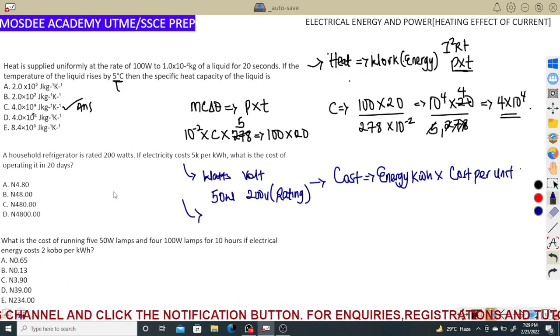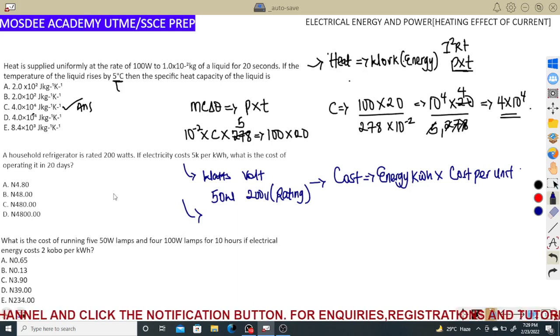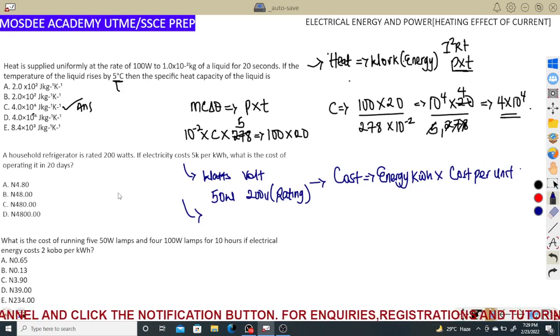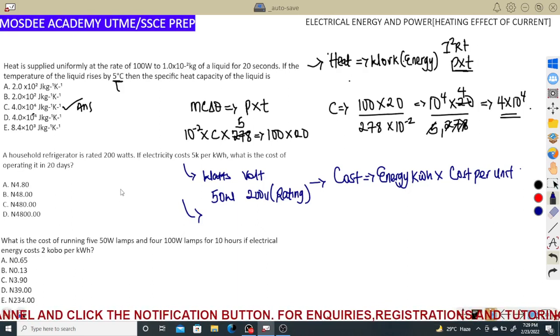But when they are connected in parallel, the second one will shine brighter than the first one. The reason is power equals V squared by R. We've talked about that. When we are connecting something in series, power is I squared R. When you connect it in parallel, power is V squared by R. Short concept. Keep that at the back of your mind.